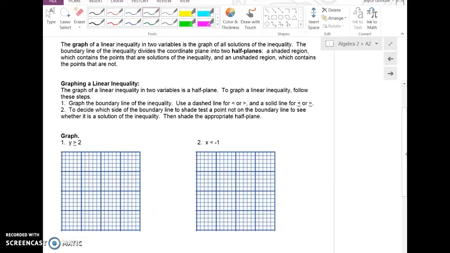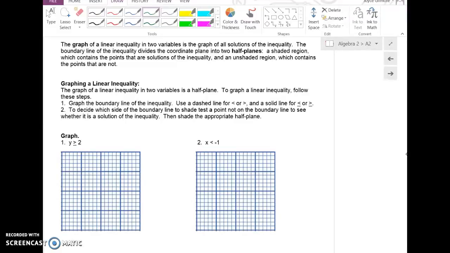The graph of a linear inequality is the graph of all solutions of that inequality. The boundary line of the inequality divides the coordinate plane into two half planes. The shaded region is all of the points that are solutions, all of the points that work. The unshaded region is all of the points that are not solutions, all of the points that don't work.